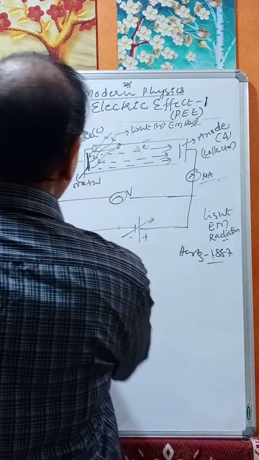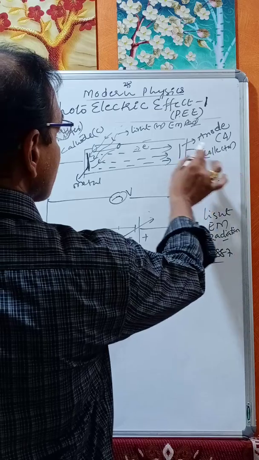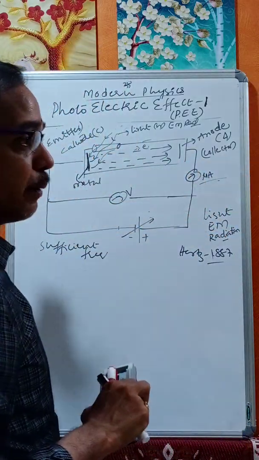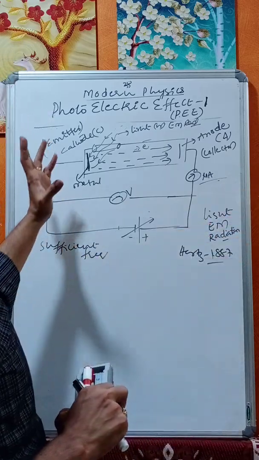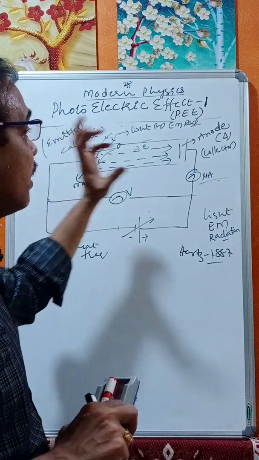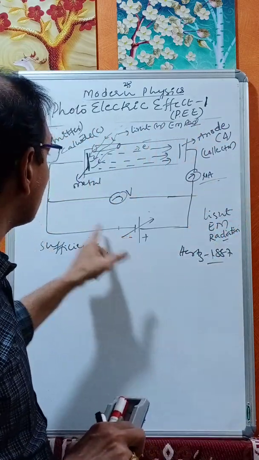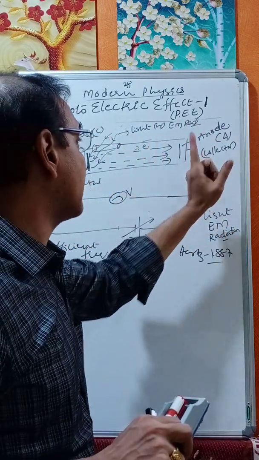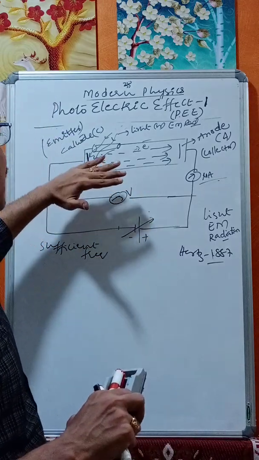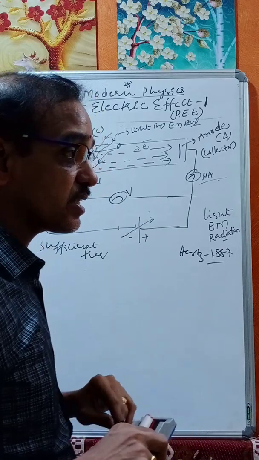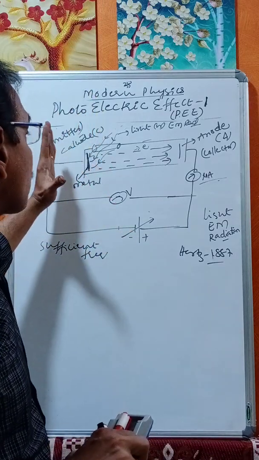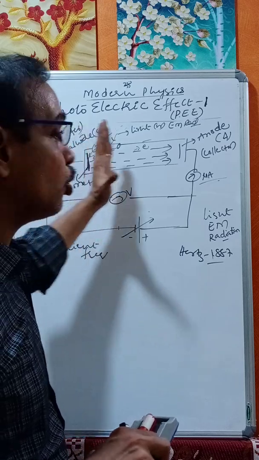Now, if you increase the negative potential here or positive potential at the collector, then what happens? More number of electrons are emitted from the cathode, and they are pushed towards the anode. If you further increase, the number of electrons will also increase. Then at some instant we reach a position where all the electrons are reaching from cathode to anode.